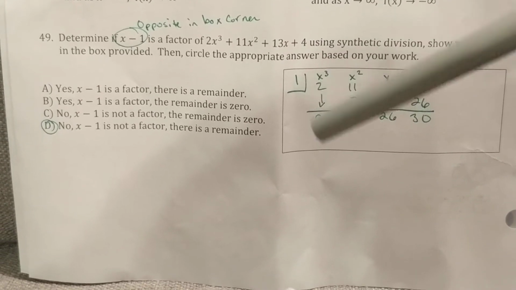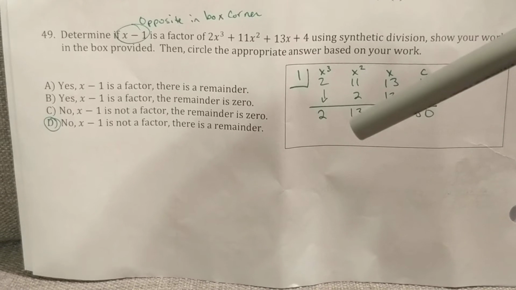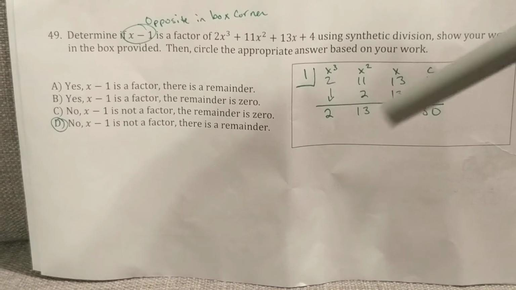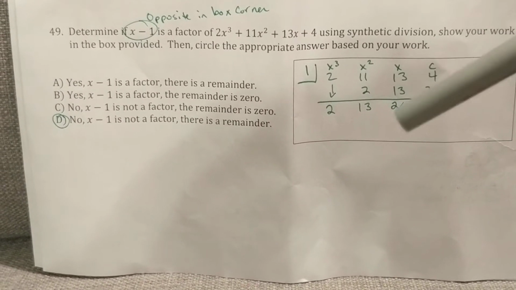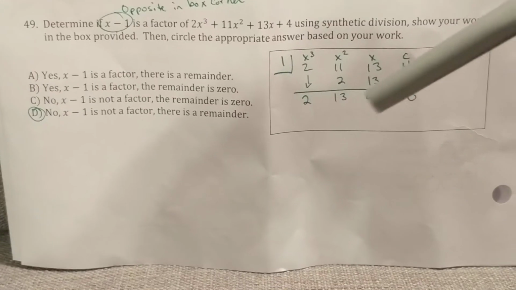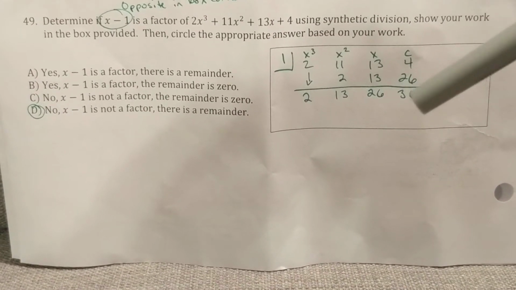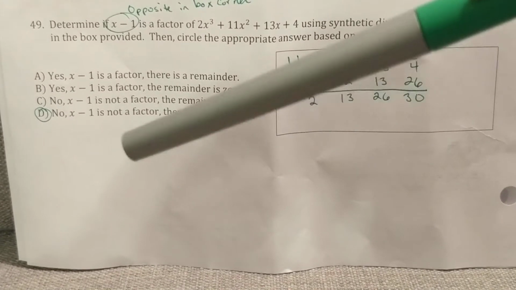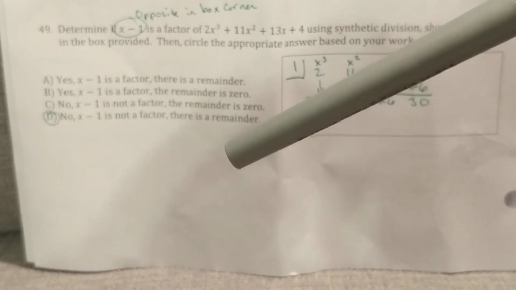Bring down your 2, then do 1 times 2, put your answer there, add them. 11 plus 2 is 13. 1 times 13, put your 13 here, 13 plus 13, 26. 1 times 26, put 26 right here, add them, 30. We see that the remainder is 30, so x minus 1 is not a factor because there's a remainder.